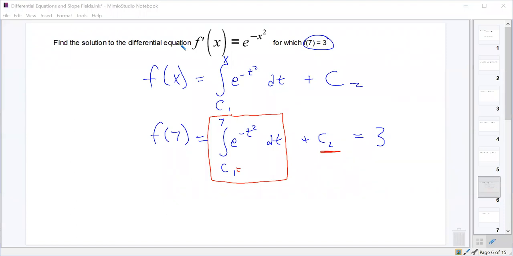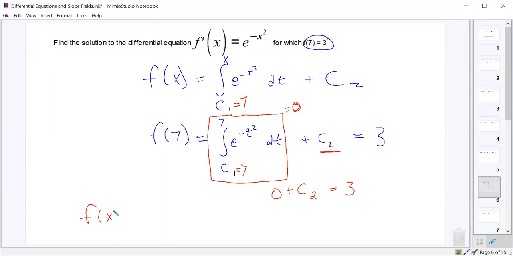Think back to the rules for integrals that we talked about. 7, right? So then the answer would be 0? Yeah, if that was 7, then this integral from 7 to 7 of e to the negative t squared would be 0. So if we let constant 1 equal 7 and had the integral from 7 to x of e to the negative t squared dt plus constant 2, what would constant 2 then equal? We have 0 plus constant 2 should equal 3. So constant 2 would be 3.